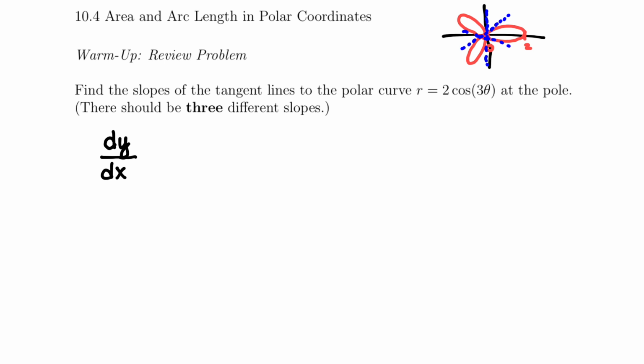I hear, James, what you're saying. Okay, so first of all, there's 2 things we need. So we're looking to find the slopes of the tangent lines. The first thing we have to make sure we have is the formula to find the slope. The second thing we need is to find where this is occurring. At what angles does the curve hit the pole?